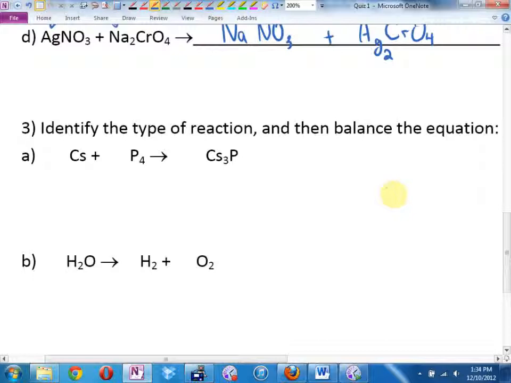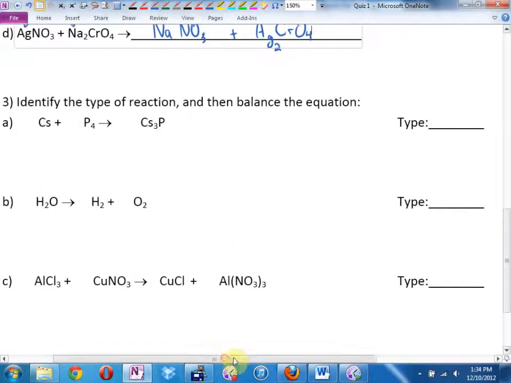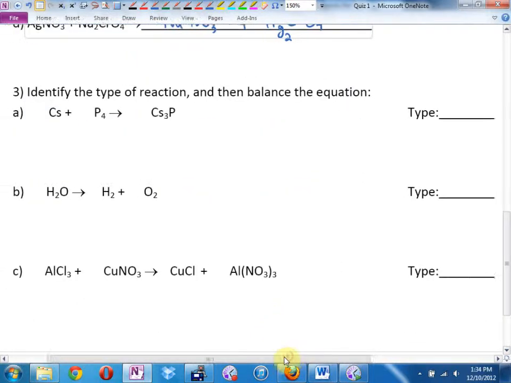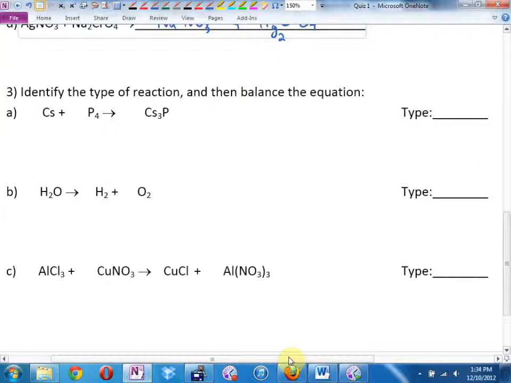Number 3. It says, identify the type of reaction for 1 mark and then balance the equation for 1 mark. Half mark for the type, half mark for the balancing. Did I give us a score here? No, we'll make it 1 mark each, and 1 mark for the balancing. The type, this is a synthesis. That gets you 1 mark.